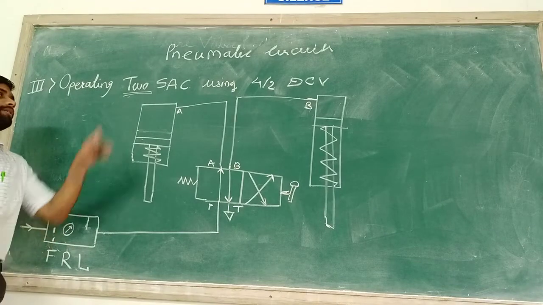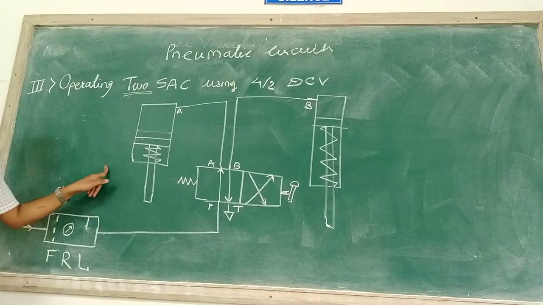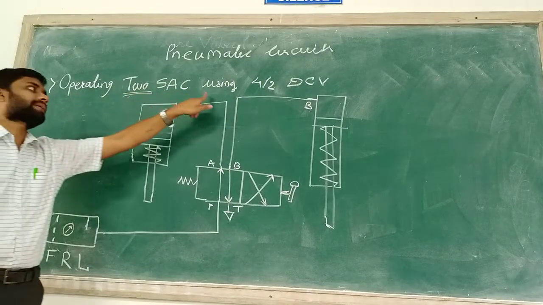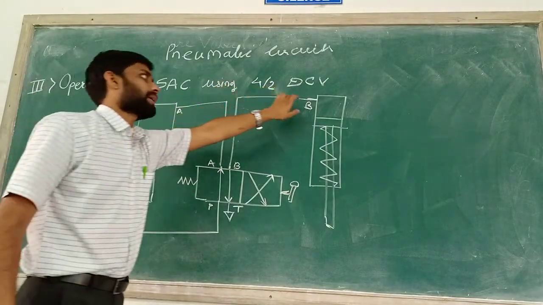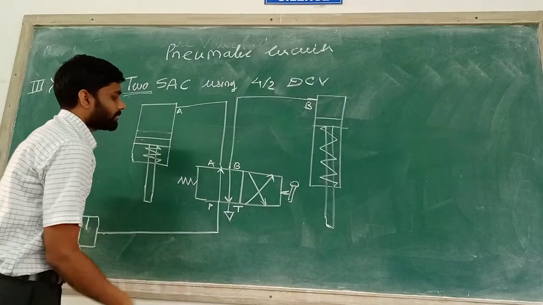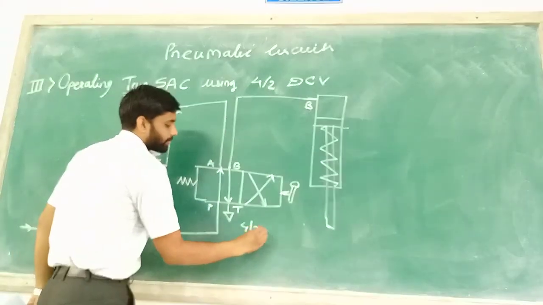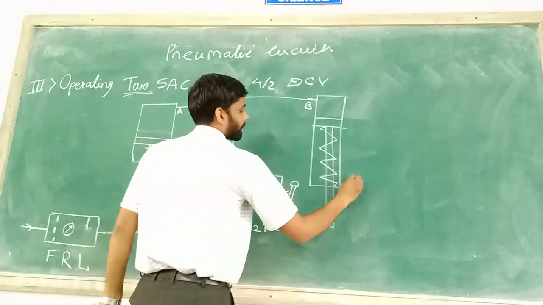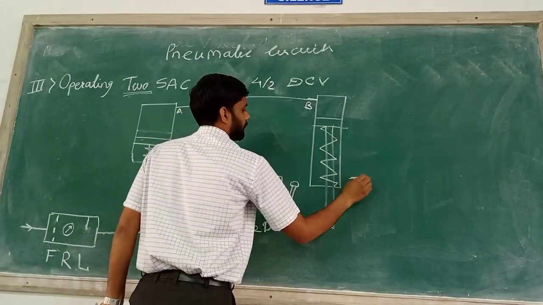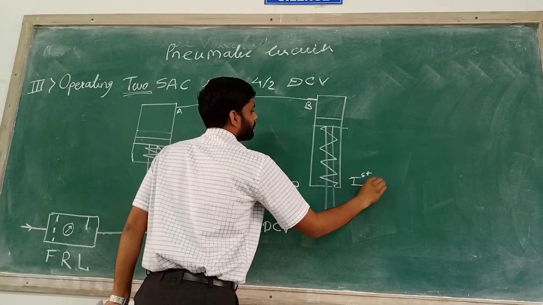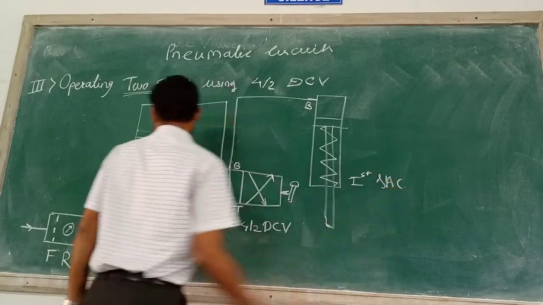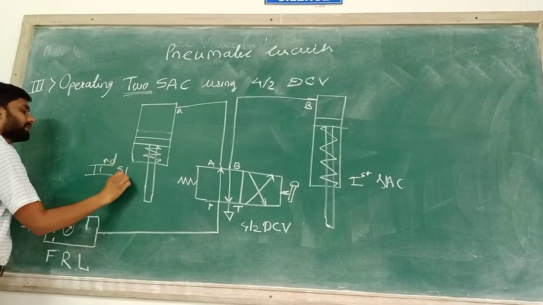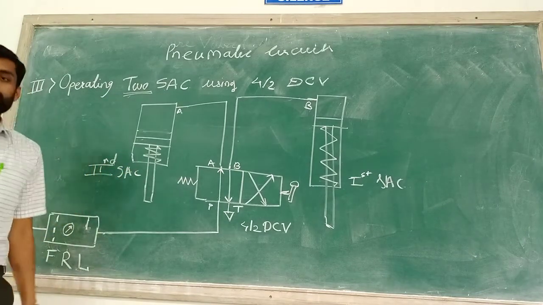So here, why are we going to design this pneumatic circuit? We are designing this circuit to operate two single acting cylinders using a 4/2 direction control valve. So this is our 4/2 direction control valve. This is the first single acting cylinder and this is the second single acting cylinder. Okay.